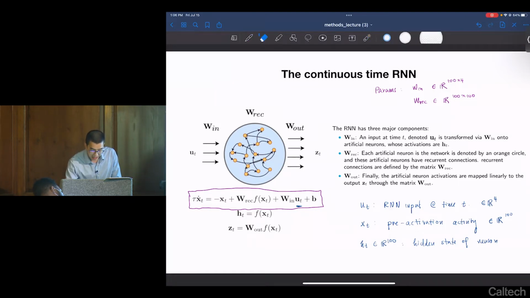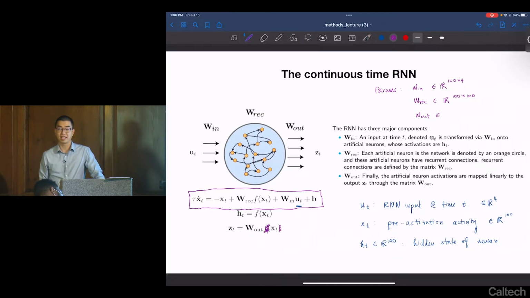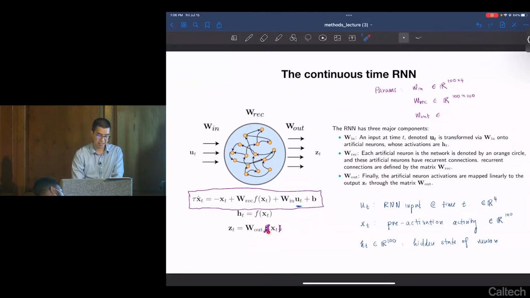And then lastly, we have a W_out. W_out is a readout of the artificial neural activity. Here we've written it as W_out times f of x of t. You may sometimes see it, and I think that in the code that we prepared, there's no f here. It's just W_out times x of t. Oftentimes in neural networks, the output layer is just linear, and so it's a linear classifier at the output. If there's no f here, there's an analogous linear mapping at the output of the neural network.